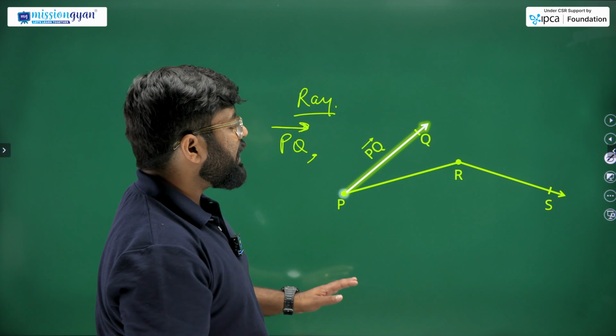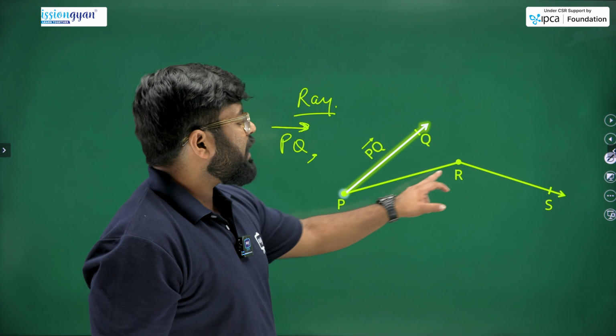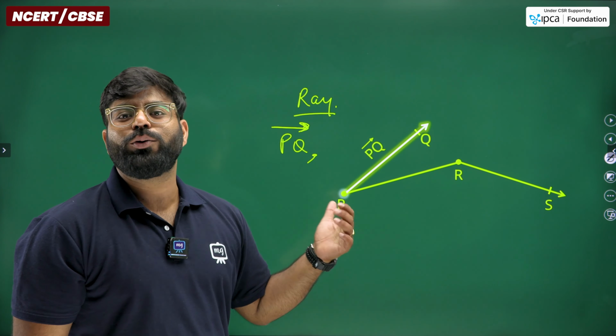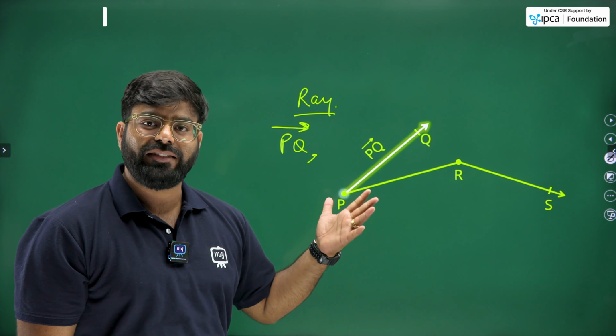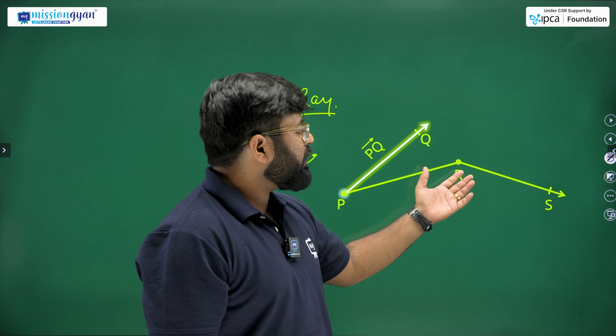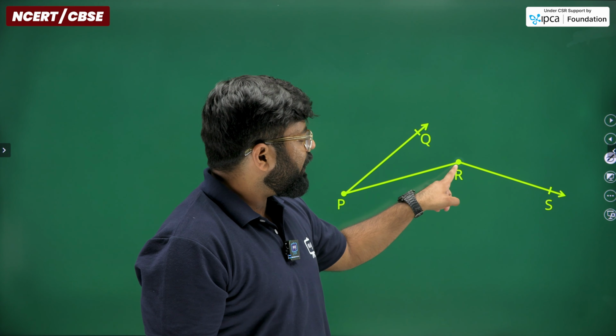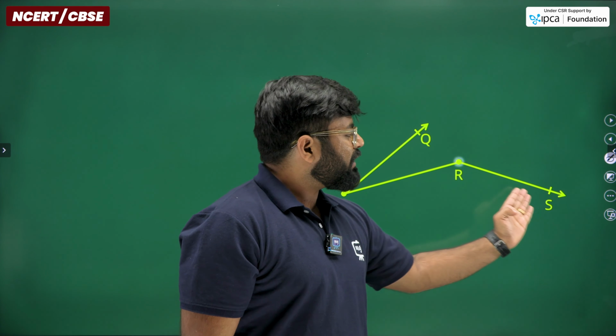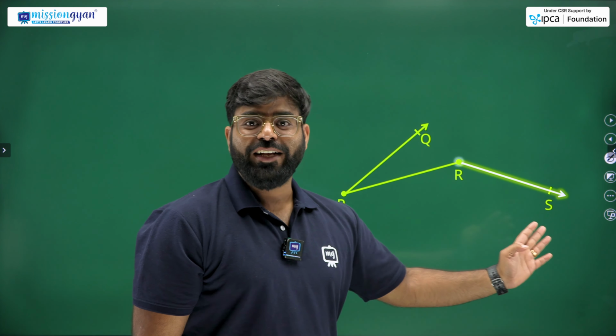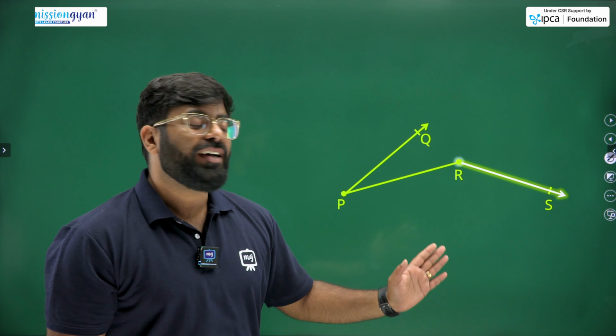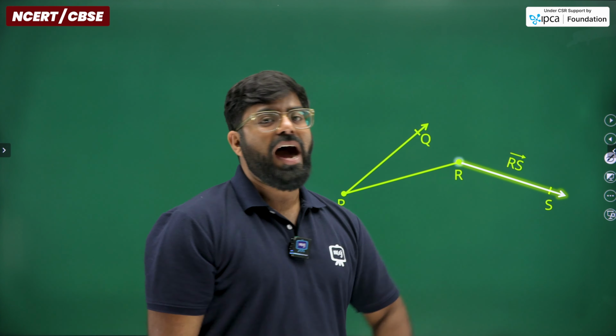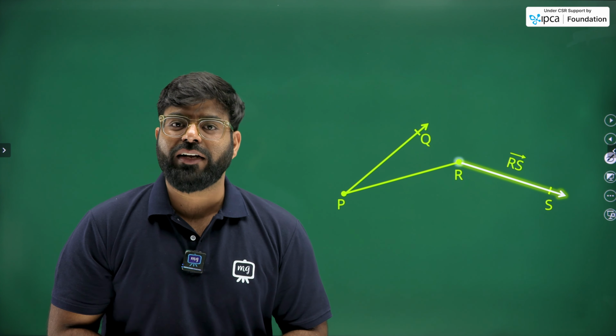Second, can we say PR is a ray? No, because these are the two endpoints. That means it is a line segment. Let's check with other points. Can we say point R goes endlessly in the S direction? Yes. So that means we can say it is a ray. So we are getting ray RS. I hope it is understood.